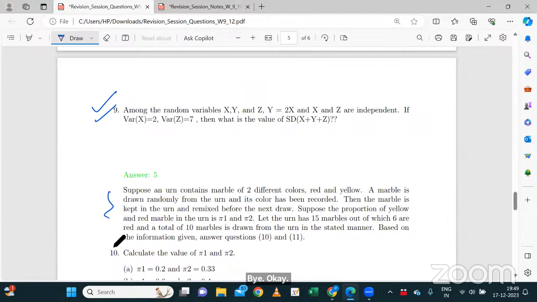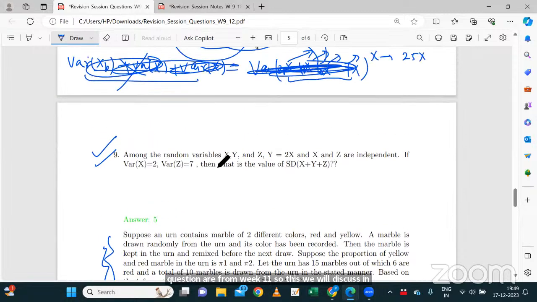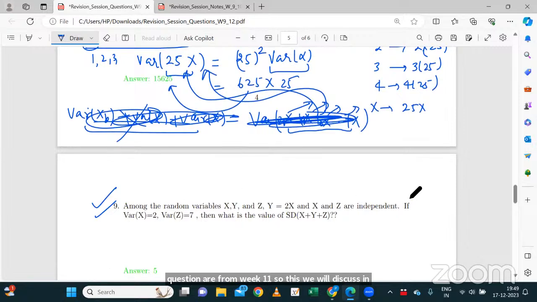The questions from week 11 we will discuss in the upcoming session. So this is the very last question from week 10. Just do it. The answer is coming out to be 5, but tell me how you will approach it.